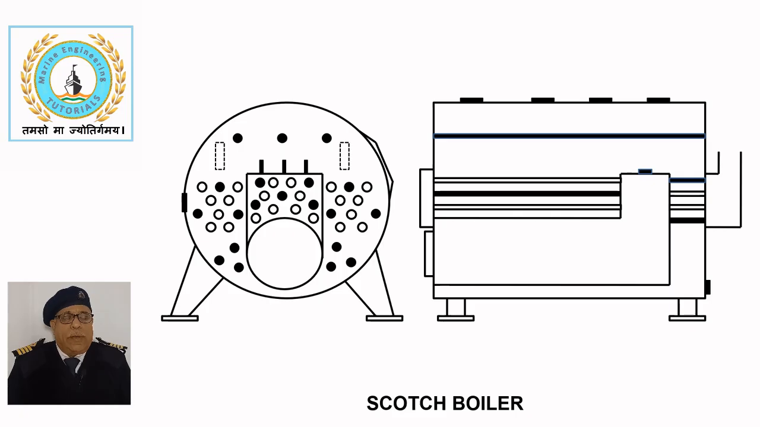Scotch boilers. Smoke tube boilers are used for low pressure and low evaporation rate applications. They are commonly found on dry cargo ships where steam is required for heating and other miscellaneous purposes.